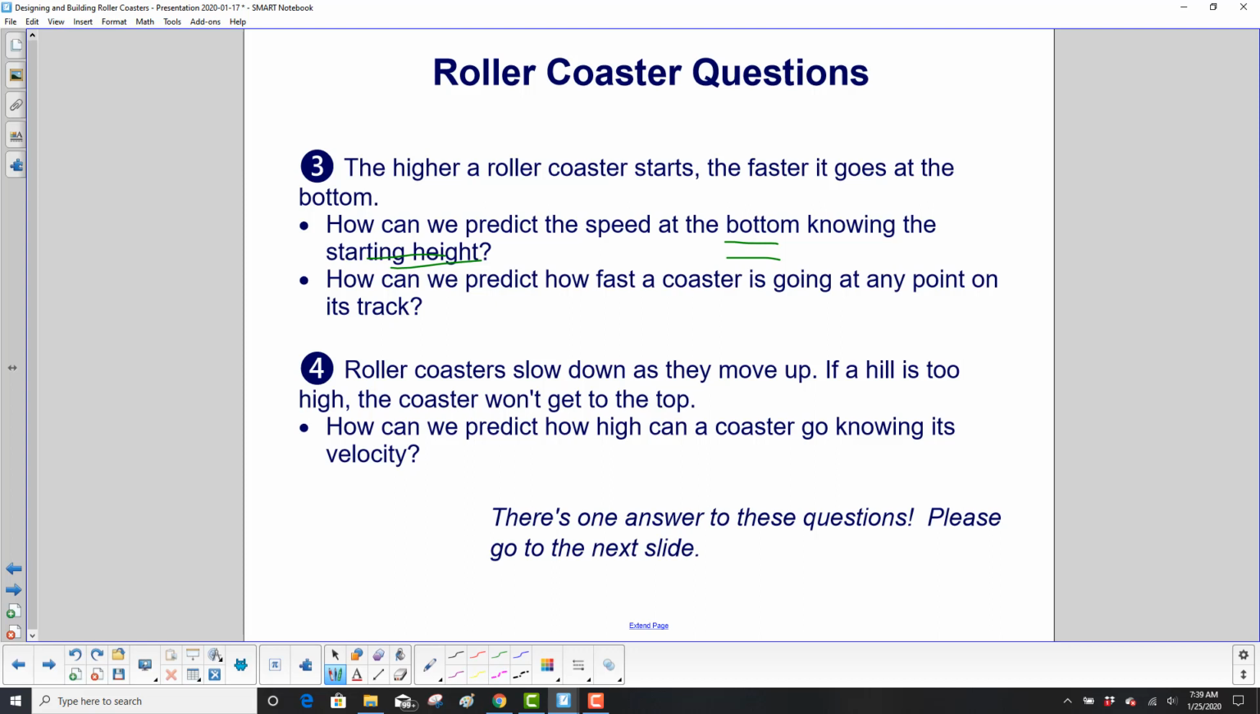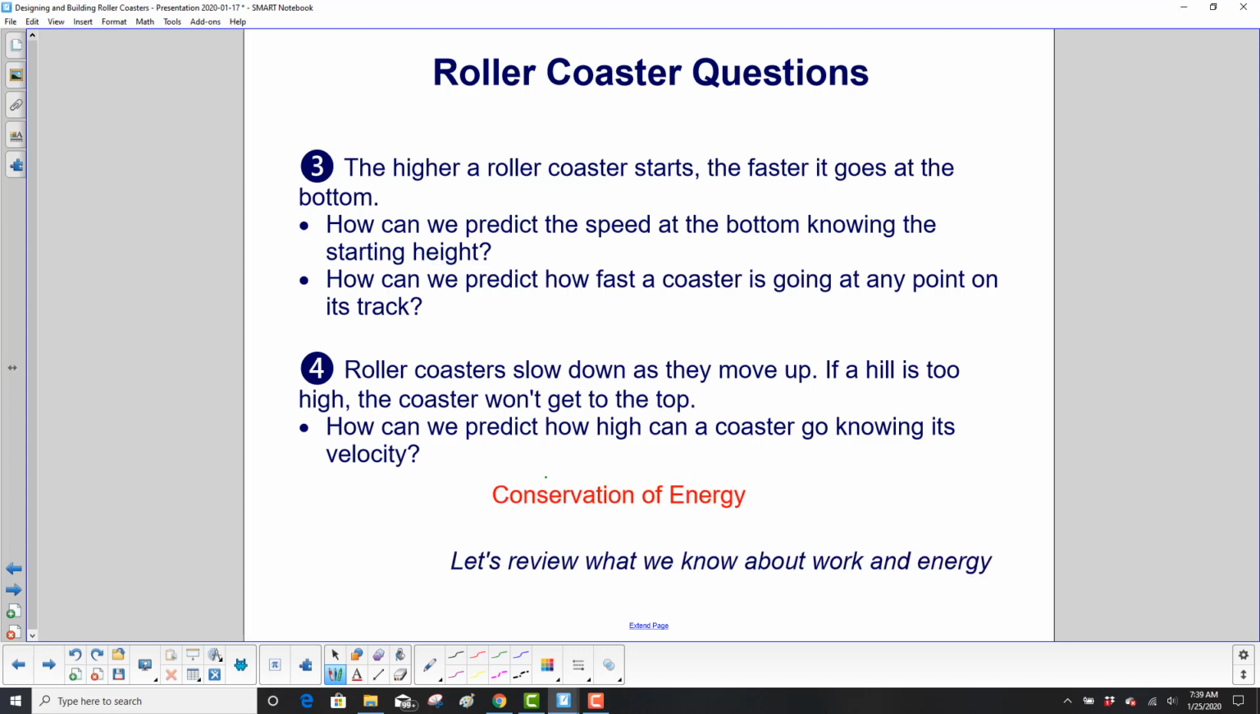Question 4. Roller coasters slow down as they move up. If a hill is too high, the coaster won't get to the top. How can we predict how high a coaster can go knowing its velocity? There's actually one answer to both of these questions. Think about it and go to the next slide when you're ready.